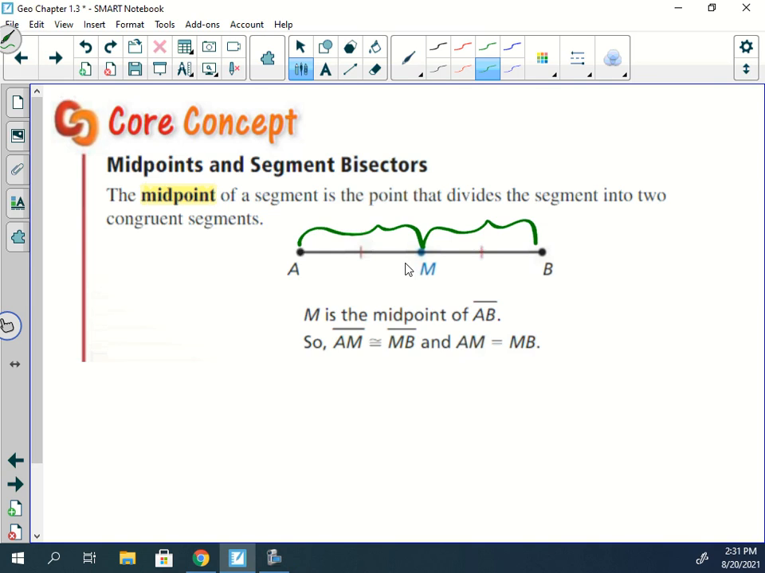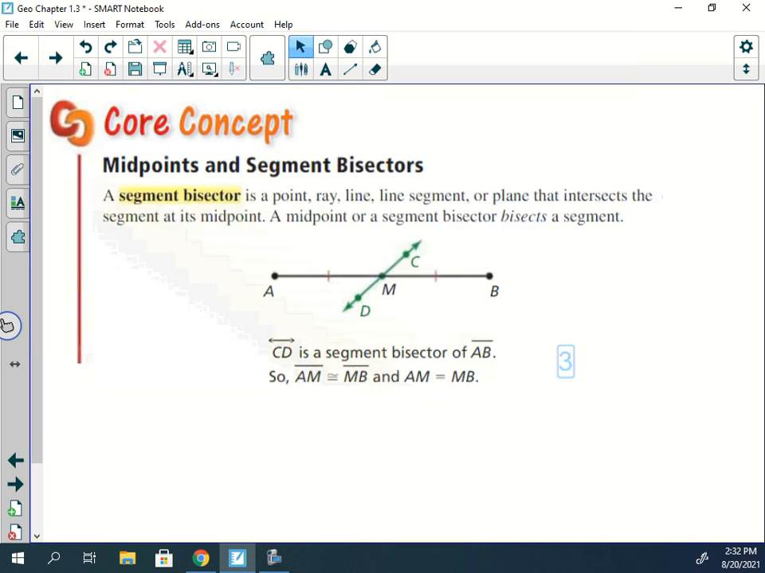So the midpoint is going to be the exact middle. So the distance from A to M is the same as M to B. And the segments that make it up will be congruent. It'll be two congruent segments. So that is the definition of midpoint.